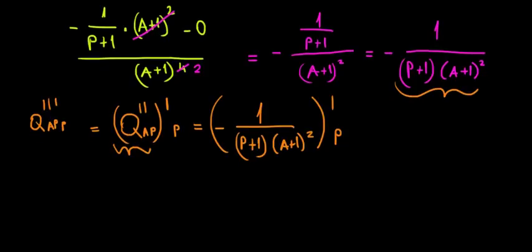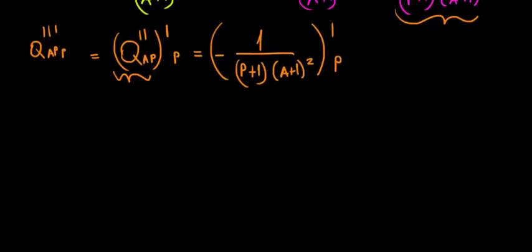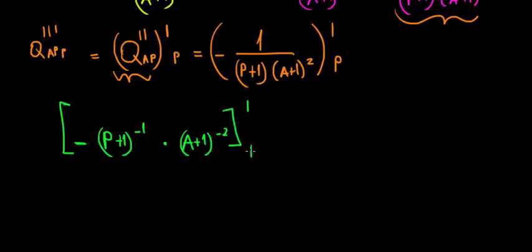Well, 1 over p plus 1, that's p plus 1 to the power minus 1. And 1 over a plus 1 squared, that's a plus 1 to the power minus 2. And let's do so because we can apply the power rule of derivatives. So minus p plus 1 to the power of minus 1 times a plus 1 to the power of minus 2. Differentiate this thing with respect to p. Okay, let's use the product rule because we have a product.